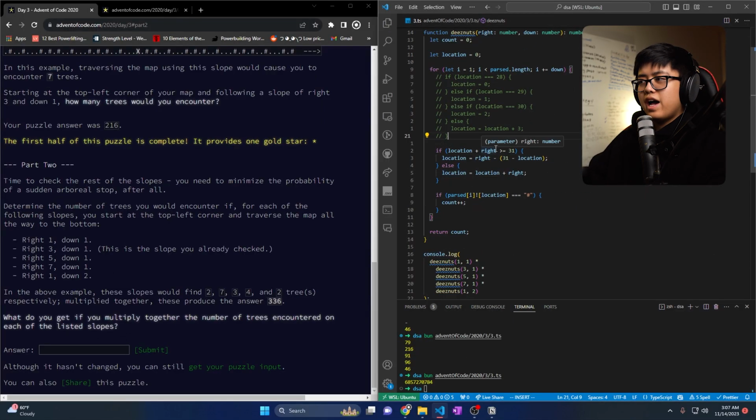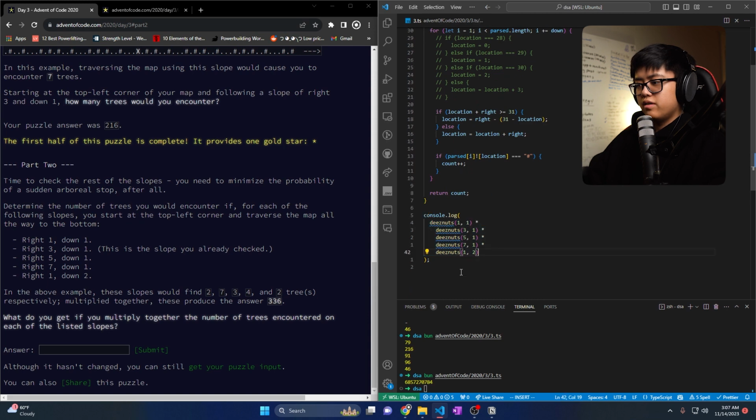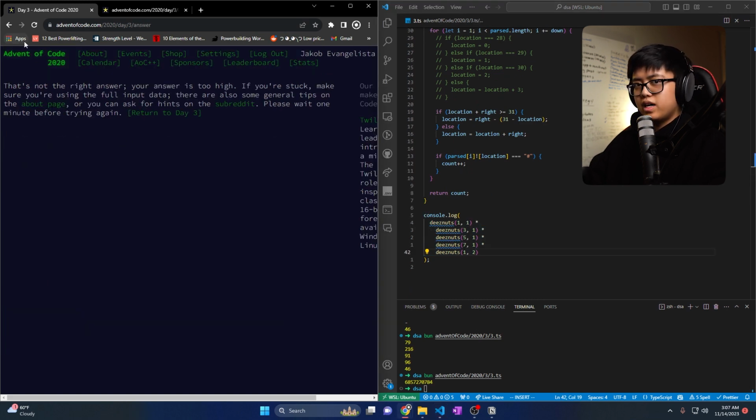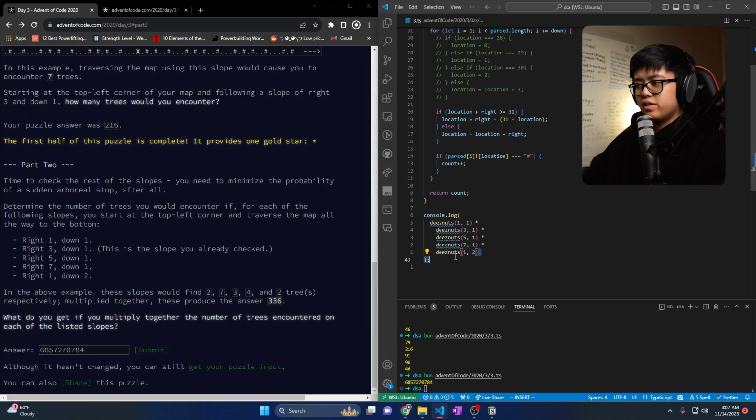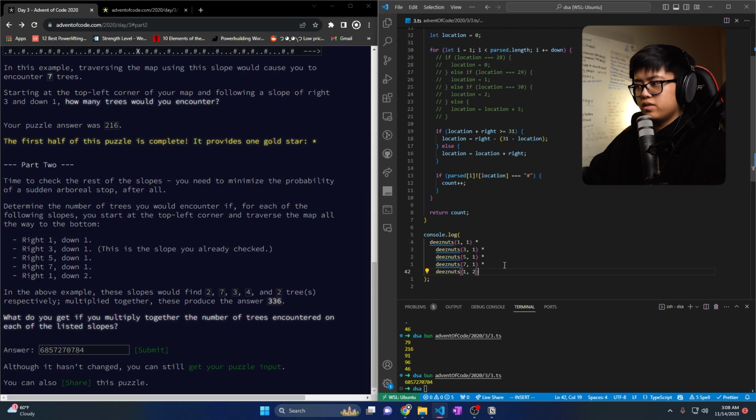Okay, so I remade the actual algorithm into a function that takes in the right and the downs. So this should be the actual answer right here. Dang it. Oh my God. What the heck? I think it's the last one that's giving it an issue because if it's +2, it's skipping over the wrong ones.